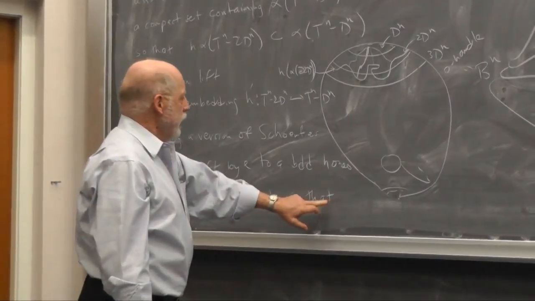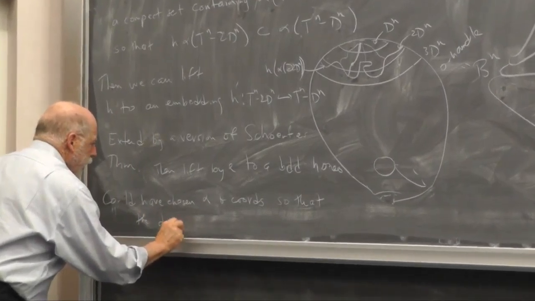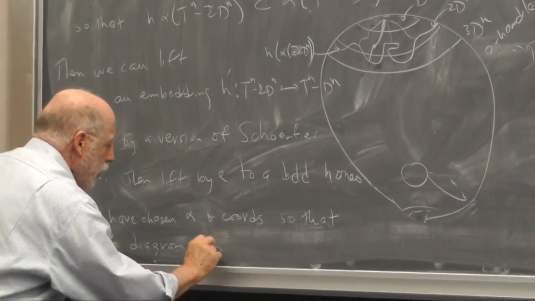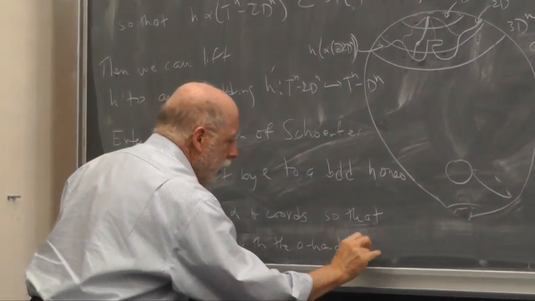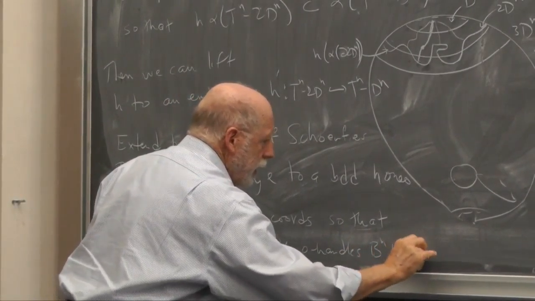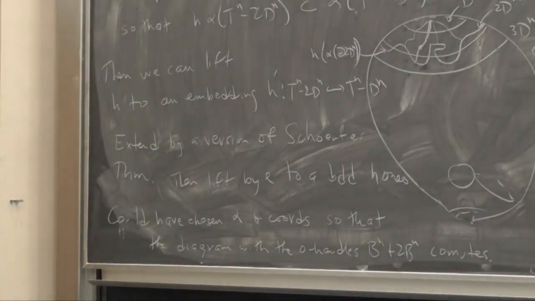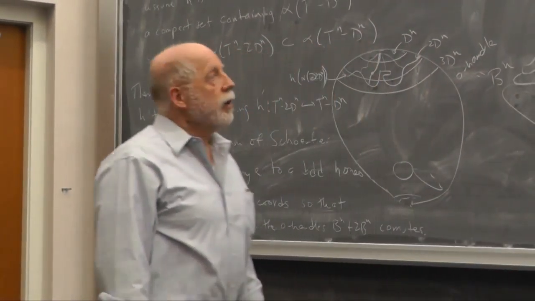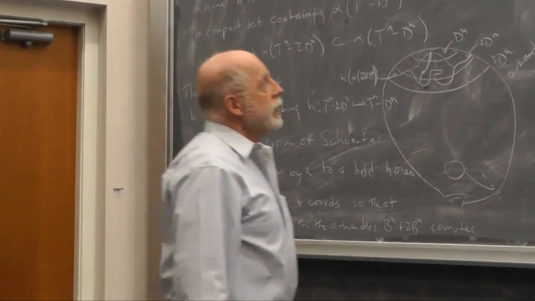So what was I going to say? So that the diagram with the zero handles BN and 2BN commutes. Well, now all we want to do is isotope. The whole purpose of this was to get capital H to be bounded. So now you use the Alexander isotopy, which gives you an isotopy of H to the identity.